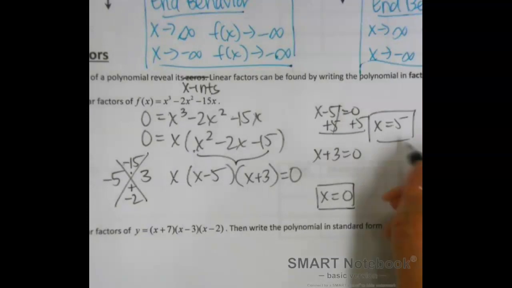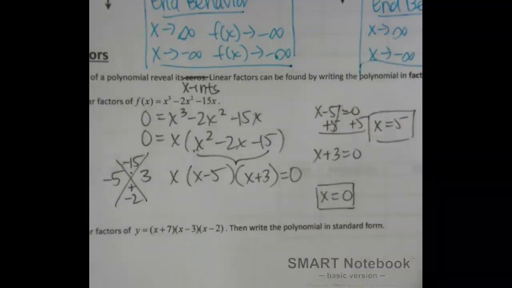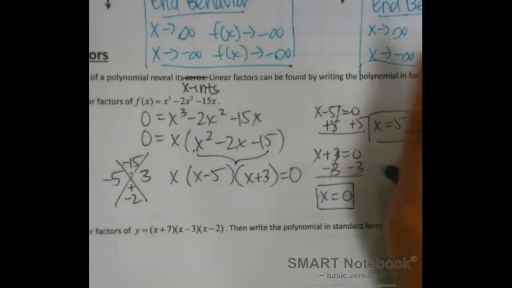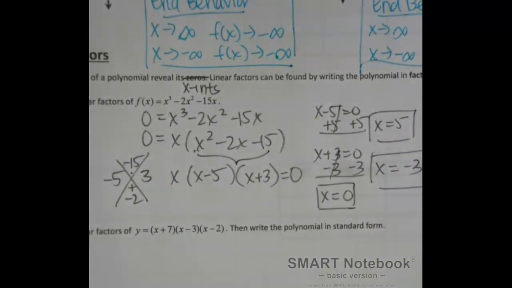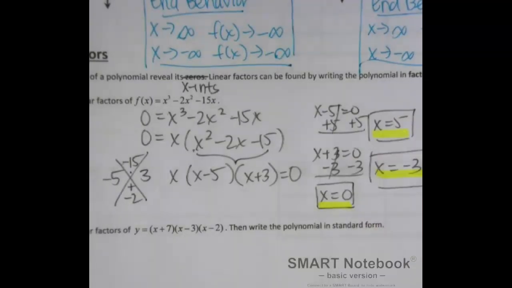That's one of your x-intercepts. Here's another one, x equals 0. And how would I get the x plus 3 by itself? There we go. So, x equals negative 3. Each of these guys are your linear factors. Your linear factors are 0, negative 3, and 5. Those are your linear factors.